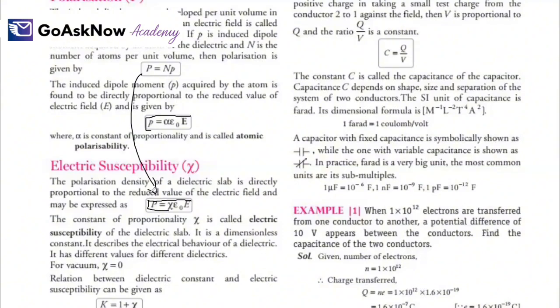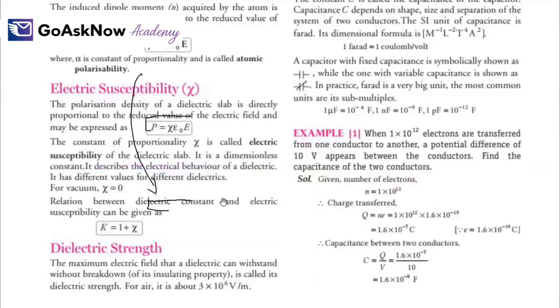The relation between dielectric constant and electric susceptibility is given by K is equal to 1 plus xi. You have to remember this formula. It is used widely and is important for you. K is equal to 1 plus xi. This is the relation between dielectric constant and susceptibility.